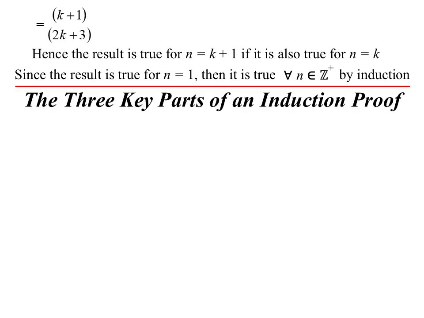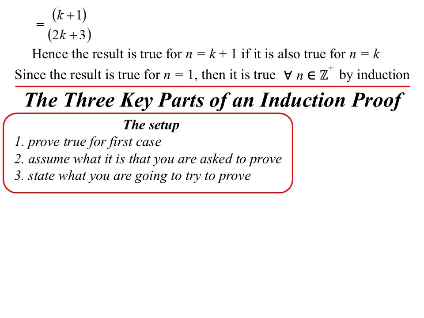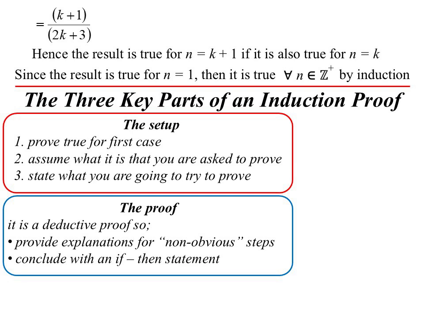Okay, remember, basically there are 3 key parts to an induction proof. The setup, that's proving it true for the first case. Then you're going to assume what it is that you're asked to prove, and then you're going to state what it is you're trying to prove. So that's the setup. And there's the actual proof. And that proof is a deductive proof. Explanations for your non-obvious steps. Now, it might look obvious to you, but it needs to be obvious to anyone reading your solution.